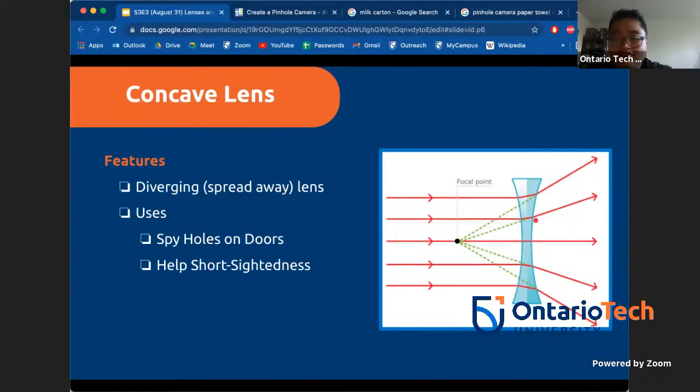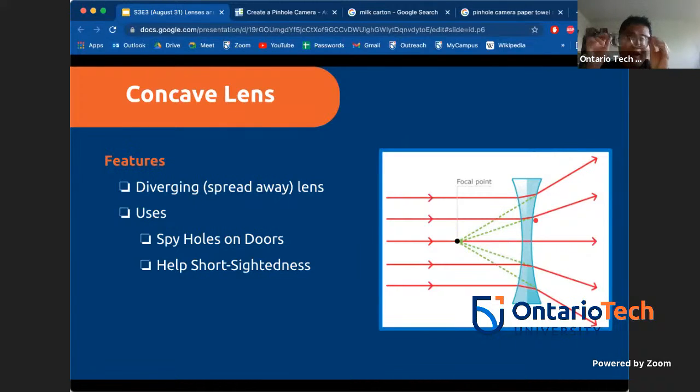And to see where it could be used, concave lenses are used in spy holes or keyholes on doors, those tiny keyholes, so that you can see who's knocking on your door before answering it. That's where concave lenses play a role. It also helps people who wear eyeglasses and are short-sighted, who can't see from a short distance.